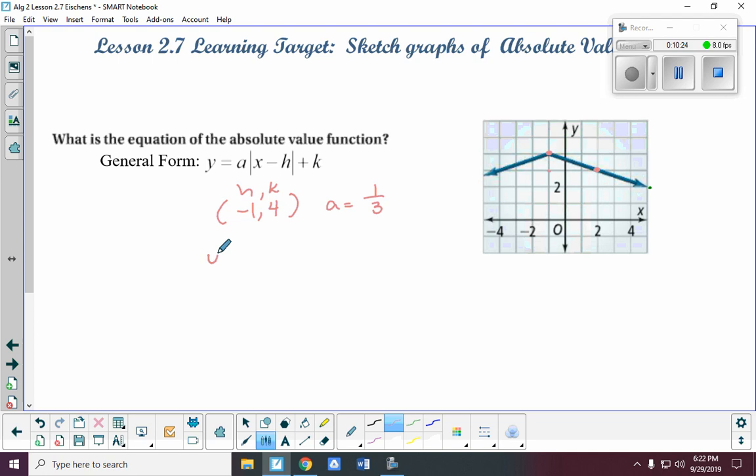So we'll now just substitute those values in. Your a is 1/3, and then it's going to be x minus a negative 1, so it would be x plus 1, and then plus 4. And there's your equation.